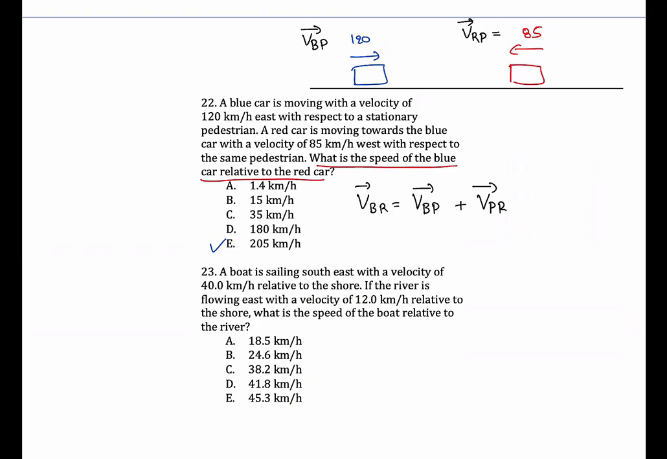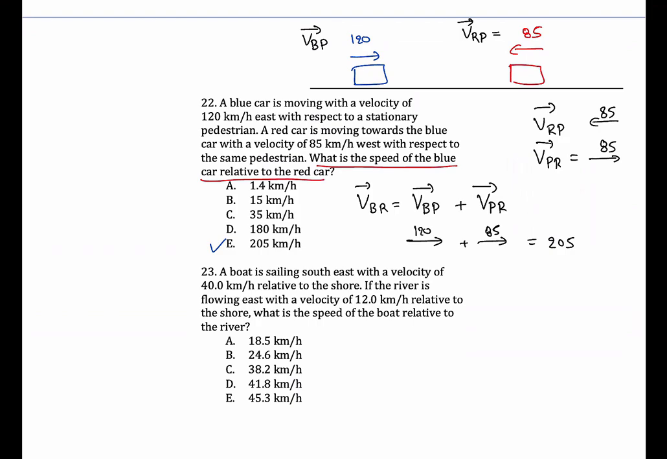Now, the velocity BP, we know that it is 120 to the right. The velocity PR, we don't have it. We have the opposite of it. We have the velocity of the red car with respect to the pedestrian. So since the velocity RP is 85 to the left, the velocity PR is 85 to the right. This means that if we add 120 to the right plus 85 to the right, the result is 205 as we expected.